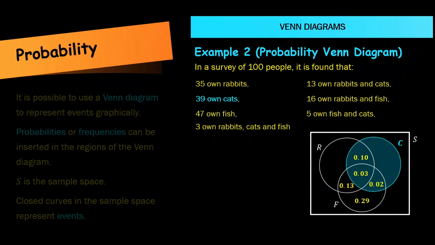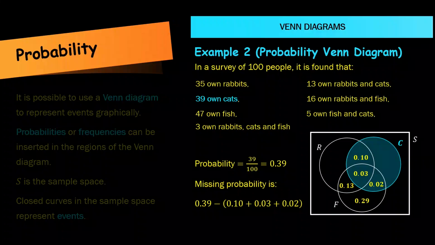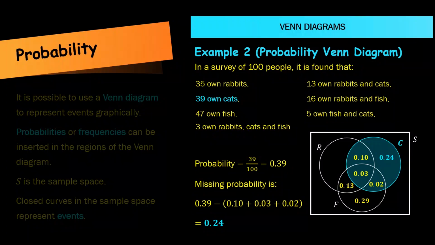There are 39 people who own cats. Notice the cat circle has now been highlighted. The probability, therefore, that somebody owns a cat is 39 out of 100, which equals 0.39. In other words, the missing probability in that circle is going to be 0.39 minus the sum of all the other probabilities in that shaded circle, which is 0.10 plus 0.03 plus 0.02, which equals 0.24. So we enter 0.24 in the diagram as shown.